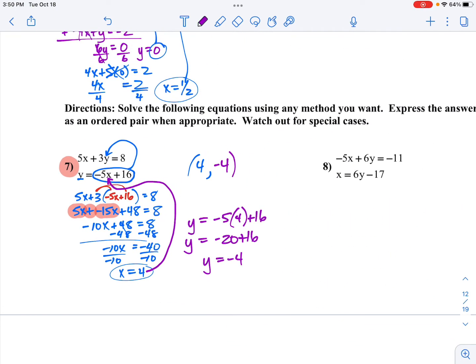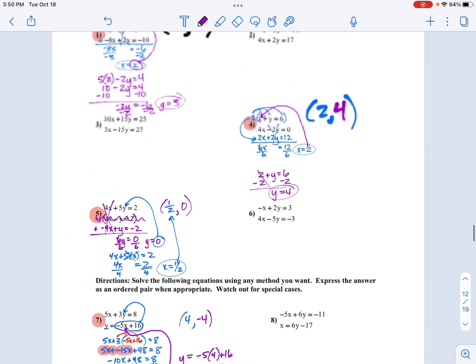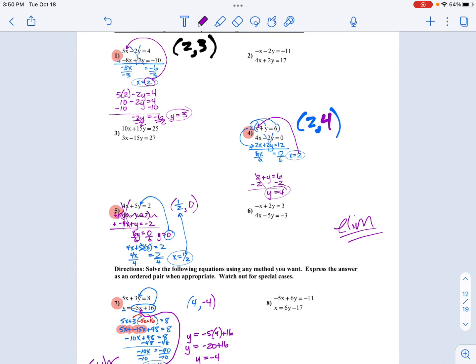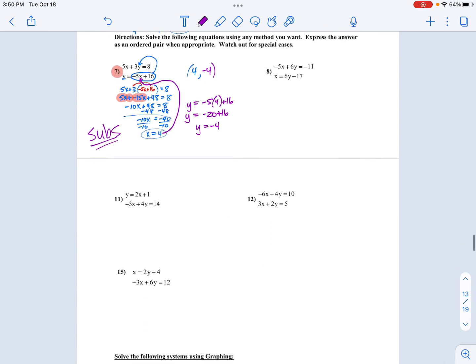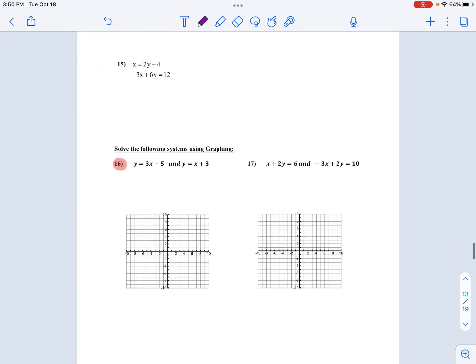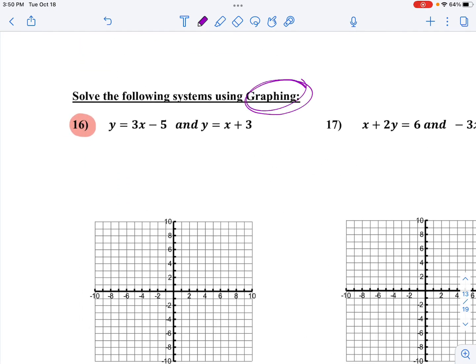Okay, so that is how to do substitution. That's a substitution problem. All of these up here that I did were elimination problems. They're just different ways of doing the problem and getting the answer. Let's do this graphing one. When you're given a graph, that means graph it, right?